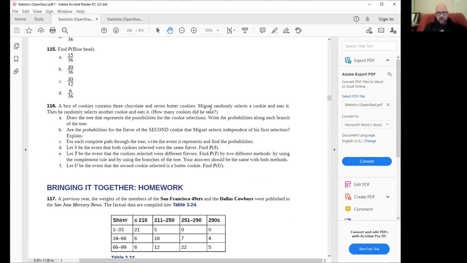So we got 3 chocolate and 7 butter cookies. Who buys a box of cookies like that? That's not a real box of cookies. Come on.